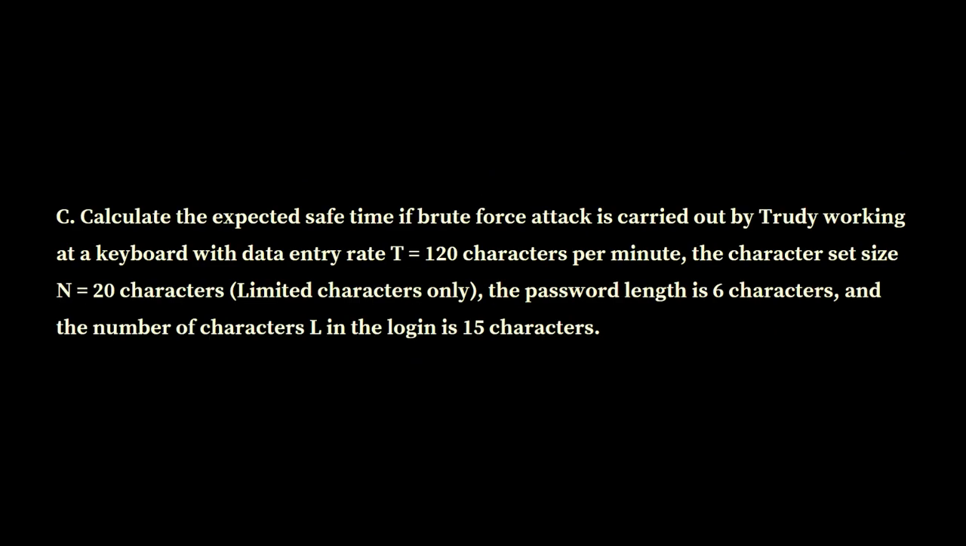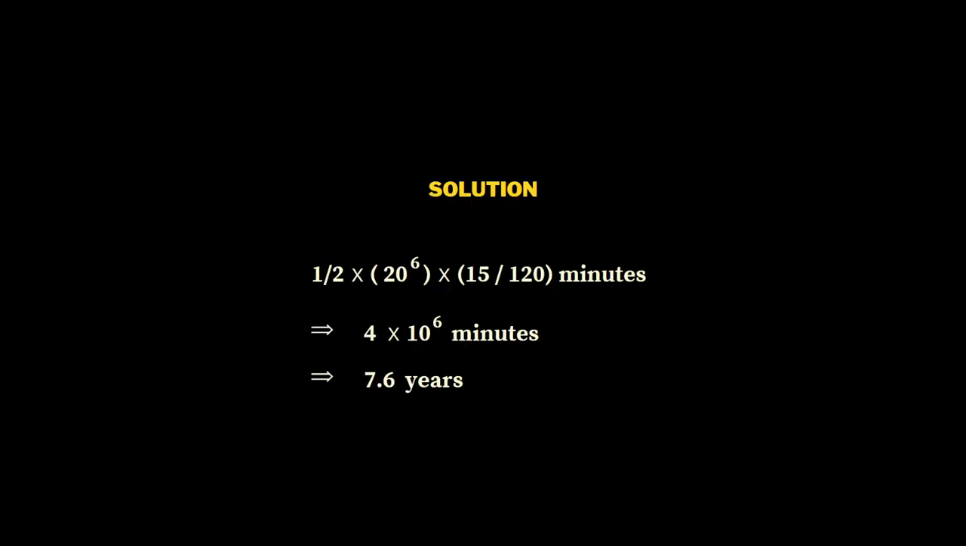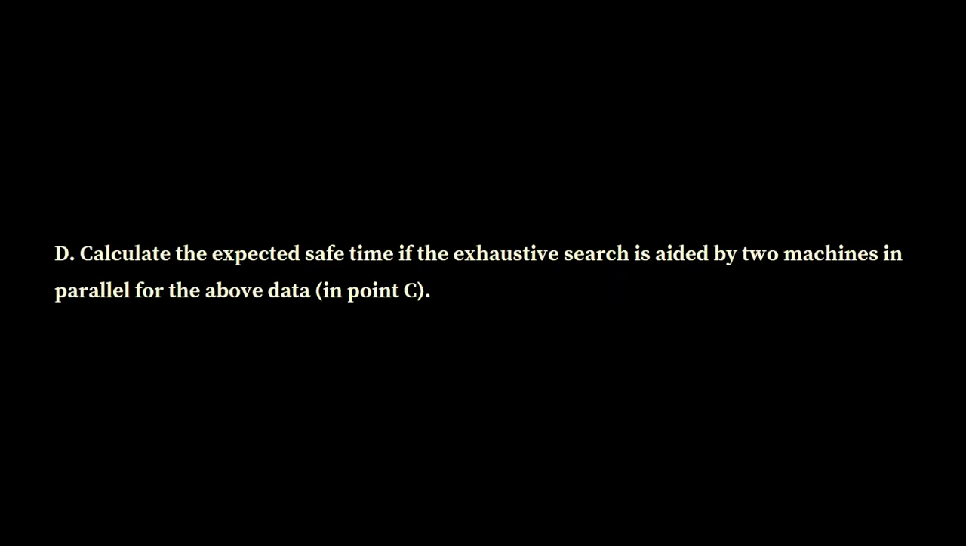C. Calculate the expected time if a brute force attack is carried out by a person working at a keyboard with data entry rate T equals 120 characters per minute, the character set size N equals 20 characters, the password length is 6 characters, and the number of characters L in the login is 15 characters. Solution. The time taken will be half times 20 to the power 6 times 15 by 120 minutes, which is 4 into 10 to the power 6 minutes, that is 7.6 years.